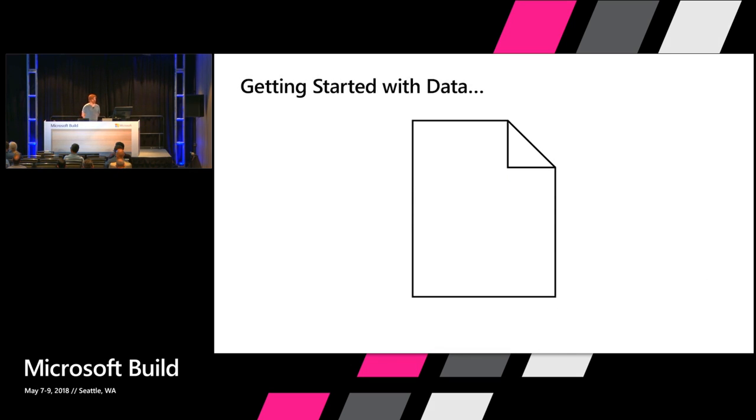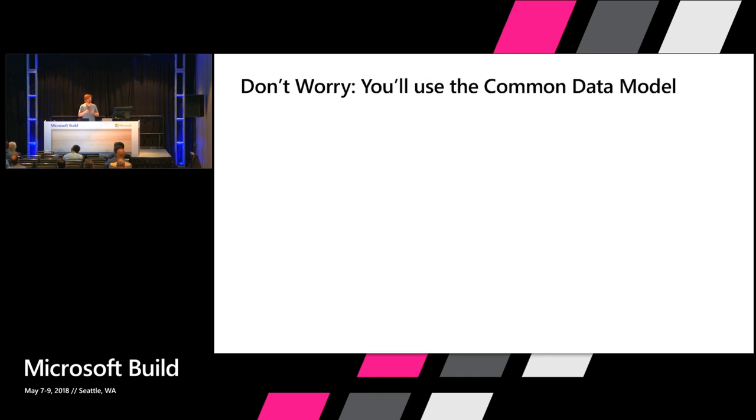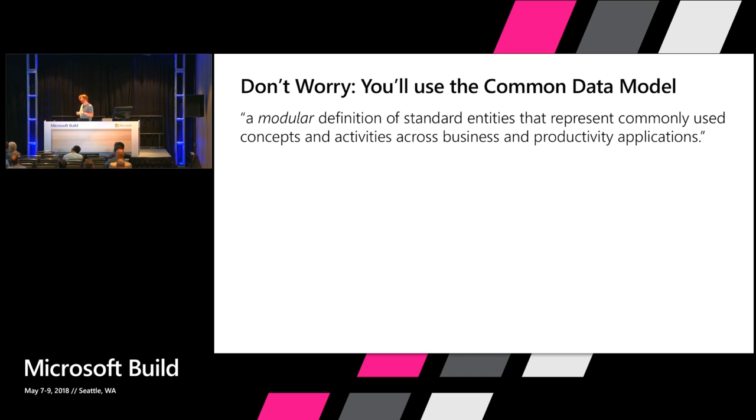And so, since we're starting with data, one of the challenges that I always face, it's kind of like when you're back in college or high school and you have to write a paper and you're staring at the empty page. Sometimes that can be a big challenge to get started. Blank pages are quite scary. But you don't need to worry, because when you're building applications on top of the Common Data Service for apps, we provide what we call the Common Data Model. The Common Data Model is a modular definition of standard entities which represent commonly used concepts and activities across business and productivity applications.